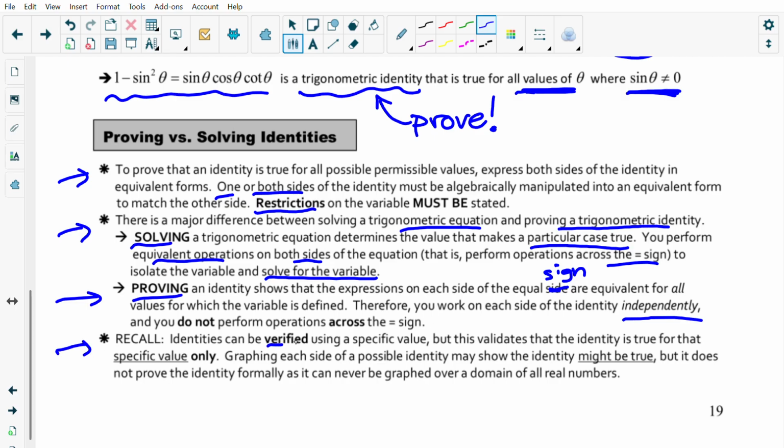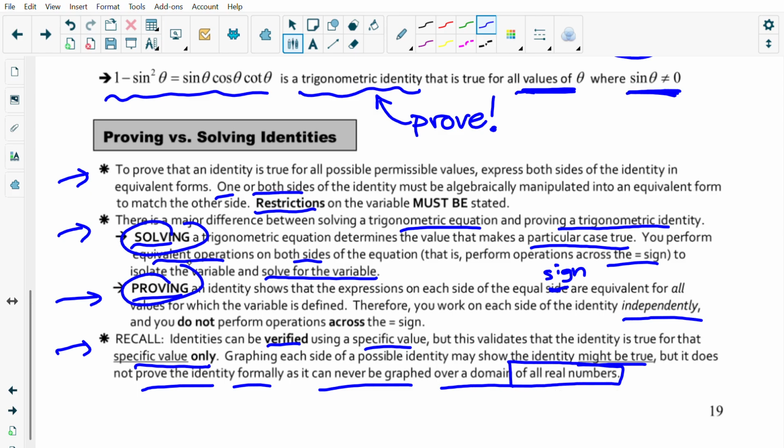Recall, identities can be verified using a specific value, but this validates that the identity is true for only that specific value. Graphing each side of a possible identity may show the identity might be true, but it does not prove the identity formally, as it can never be graphed over a domain of all real numbers. Okay, so keep that in mind as we're thinking about solving versus proving.